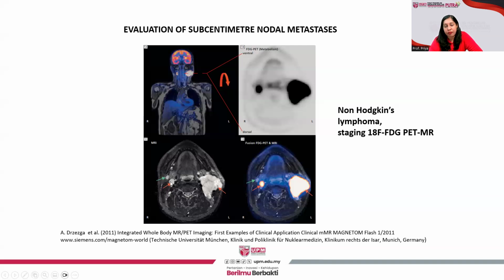And there are actually multiple lymph nodes, with some sub-centimeter lymph nodes that do not take up FDG. So this PET-MR scanning can actually help to better delineate the lesion margin, to help with planning of treatment and to also follow up the progress of the treatment.